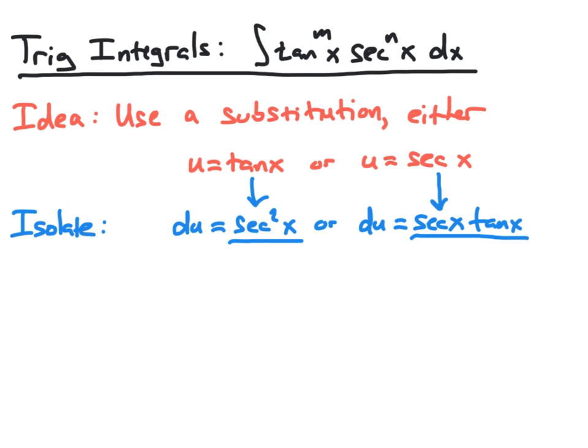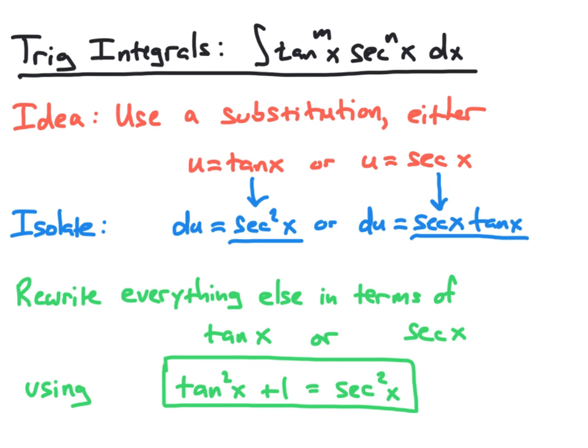And so our first step in our solution process will be to isolate one of these two expressions. Once we isolate one of these two expressions, we can rewrite everything else in terms of either the tangent or the secant function, depending on which substitution we're going to make.